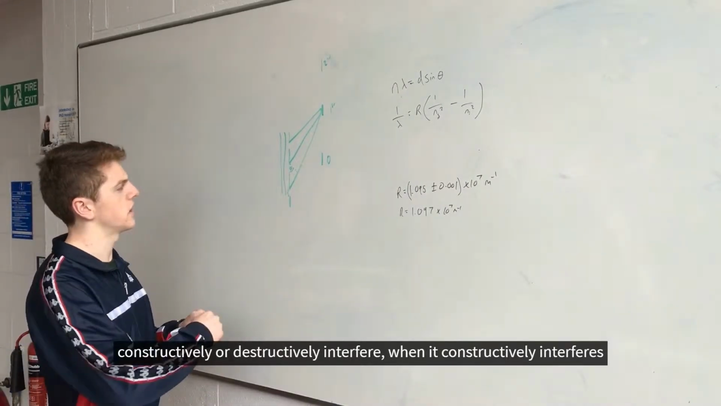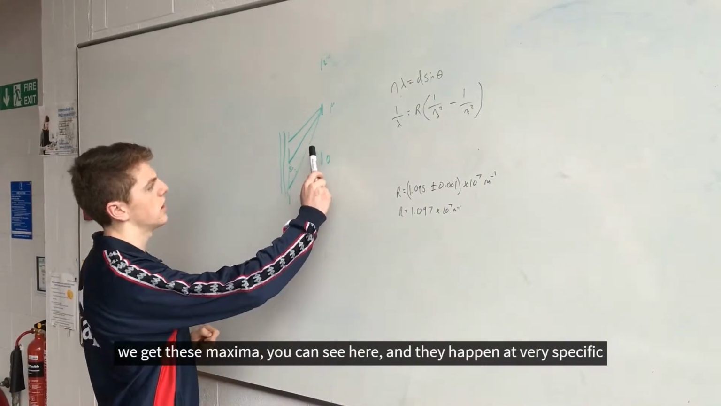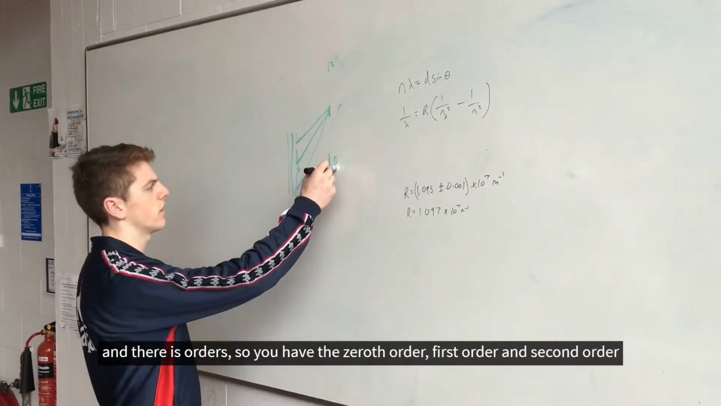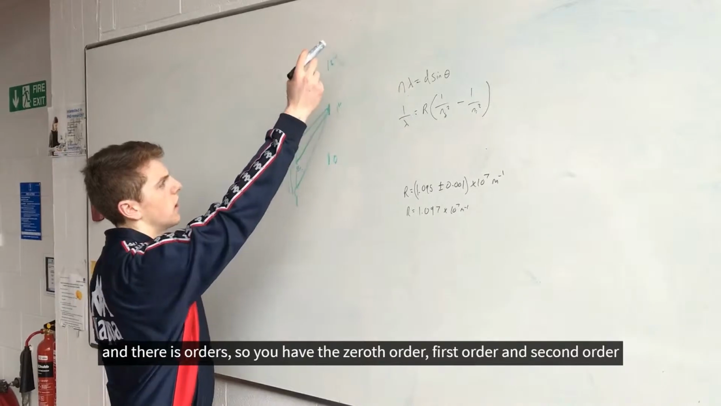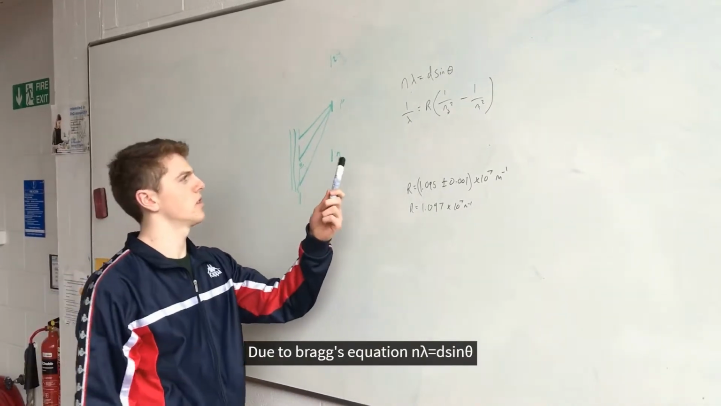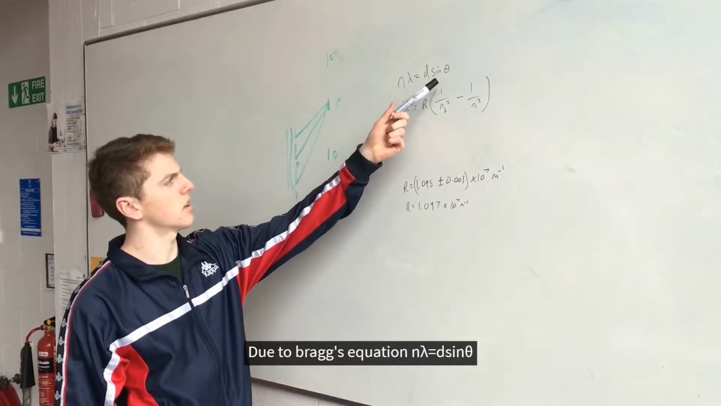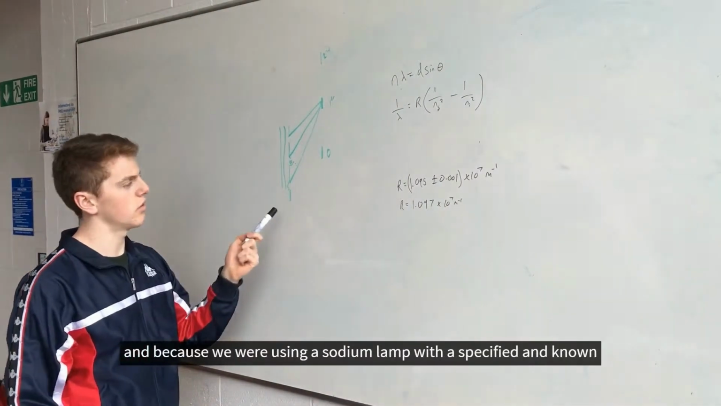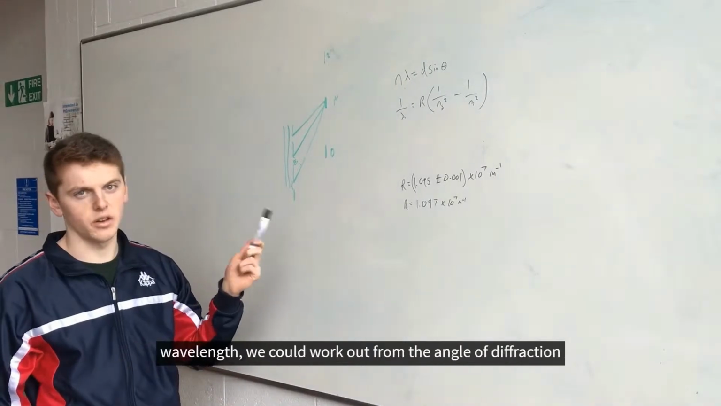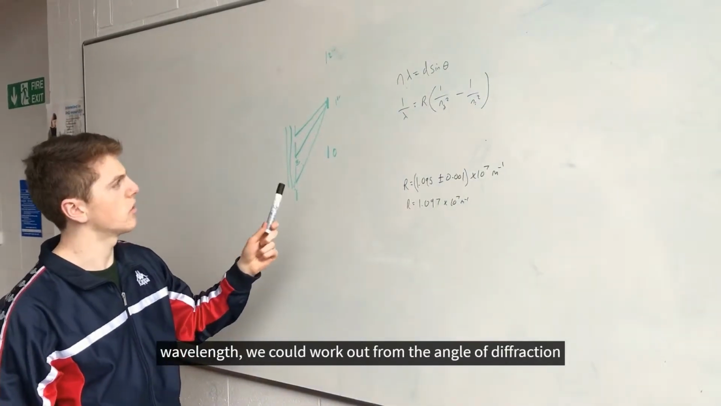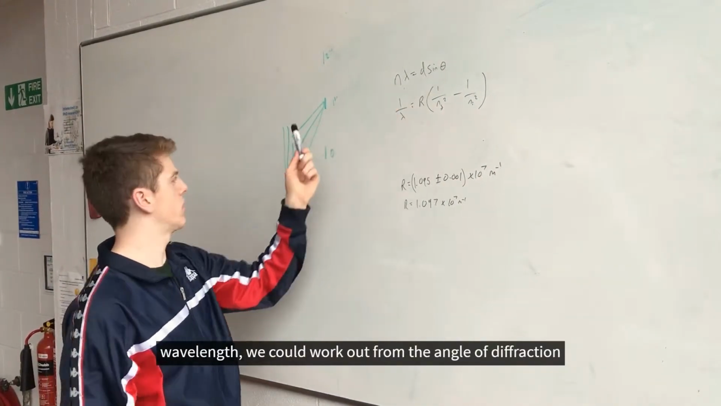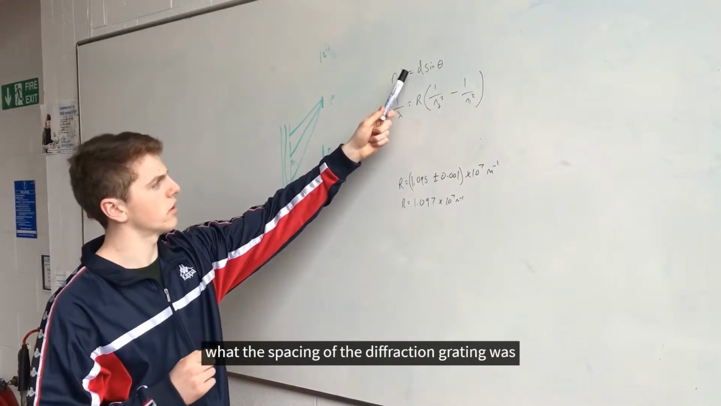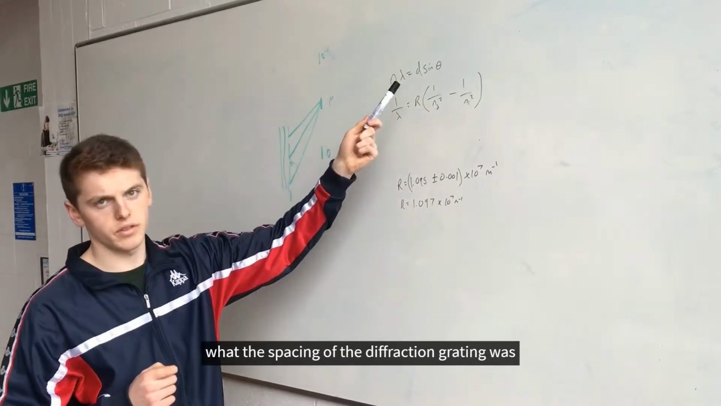When it constructively interferes, we get these maxima, you can see here, and they happen at very specific points, and there's orders. So the 0th order, 1st order, and 2nd order. Due to Bragg's equation, which is here, n lambda equals d sine theta, and because we were using a sodium lamp with a specified and known wavelength, we could work out from the angle of diffraction what the spacing for the diffraction grating was.